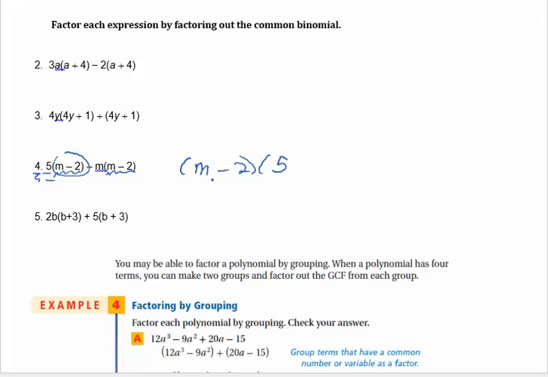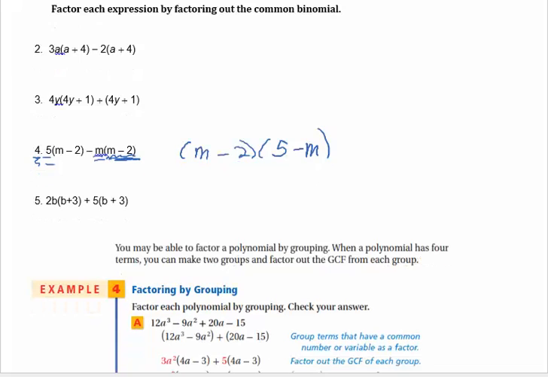And then there's a minus. I think that was a minus, wasn't it? Or was it a plus? No, it's a minus. So I have to write the minus there. And then after I factor the m minus 2 from the second group, the m is left. So I have to write the m. And that's it. That's all you have to do for these ones.